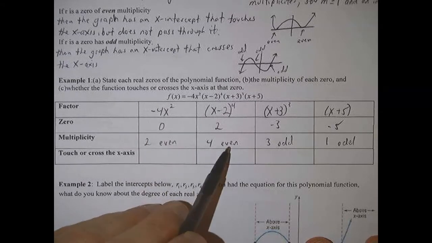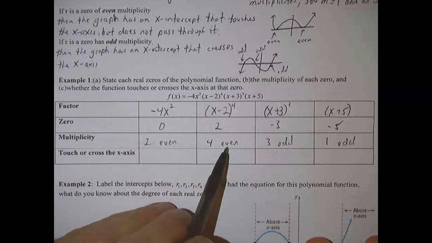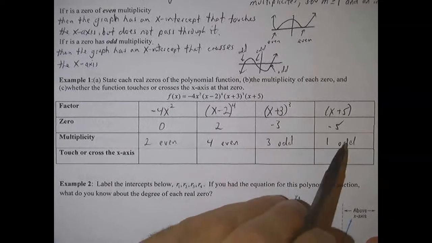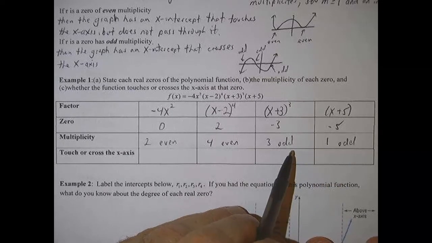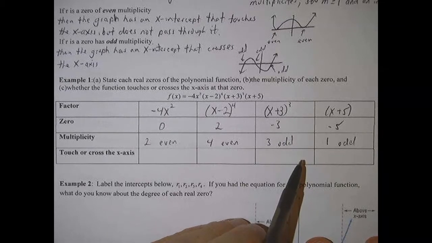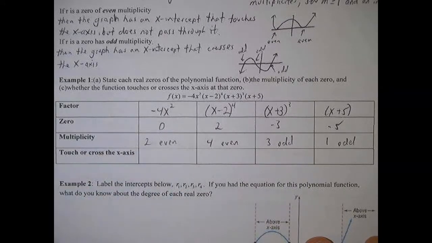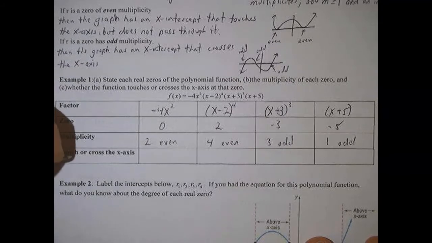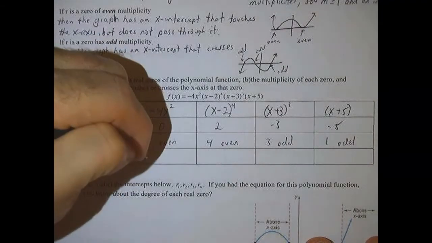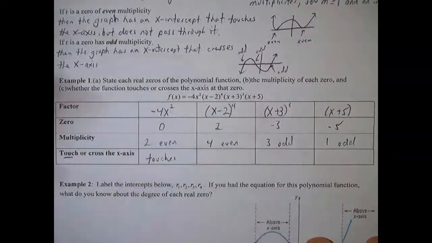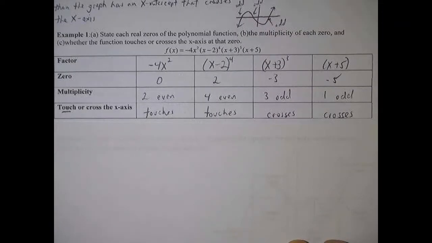If it's even, these two will behave the same way on the graph. They're both going to touch at exactly 1 point, and they're not going to cross through. These two, even though they're different multiplicities, are both going to cross through the graph. We'll see the graph in a minute, but let's first describe it and see if we can predict what it's going to look like. So if it's even, that means it touches versus crossing. So we'll just put touches here, also touches, crosses, crosses.